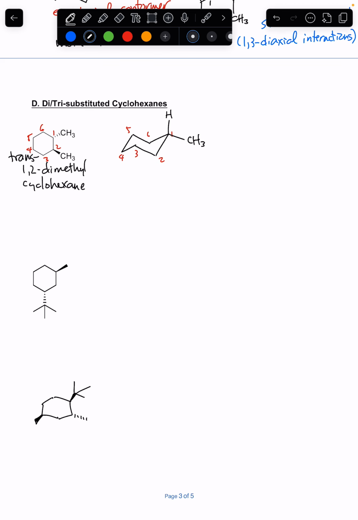At carbon number 2, we have the methyl group up. I want you to notice the up direction should not be, here's a common mistake, like this. That's not axial. That angle is not possible. Okay, that would be wrong. Here would be up, and the axial here would be down, like so.